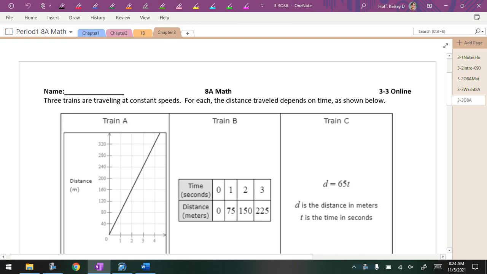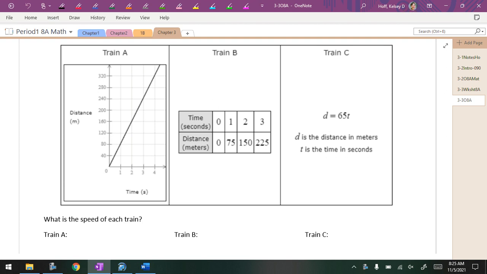Two problems today together, and then you're going to have the rest of the hour to work. Okay? So this first problem seems like, oh, it's going to take us forever. It takes up the whole first page. So it gives us 3 different models. It says 3 trains are traveling at constant speeds. For each, the distance traveled depends on the time as shown below.